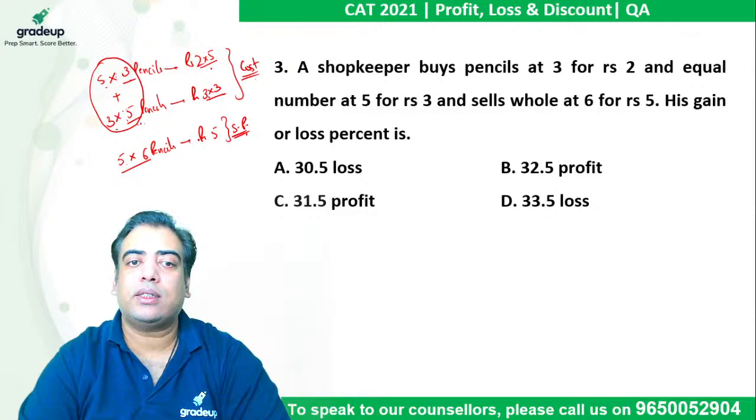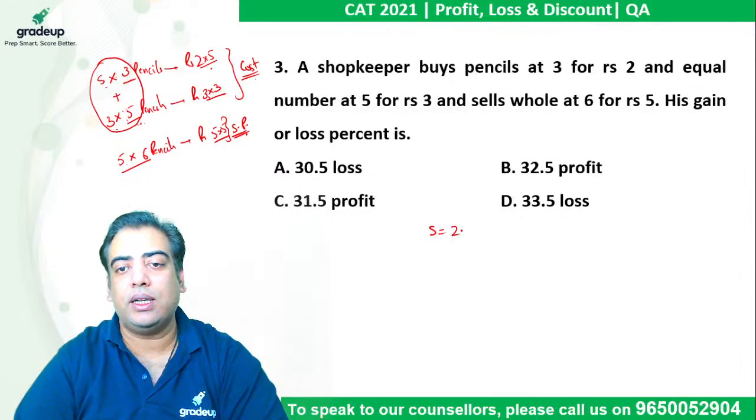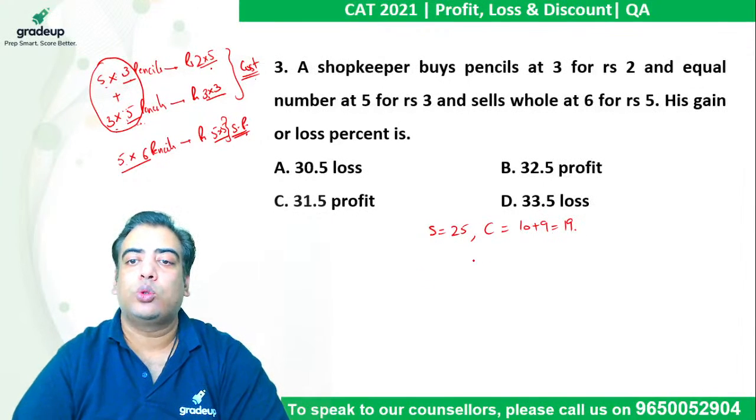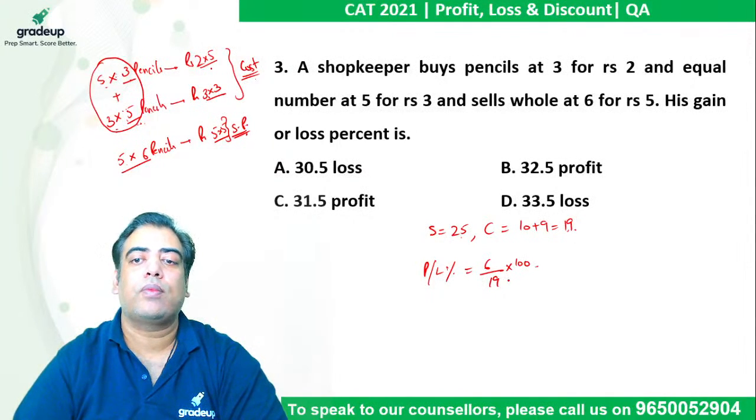So 5 into 6 is 30 and 5 into 5 comes out to be 25. So the selling price given to me is 25 and the total cost will be 10 plus 9, which is 19. So in this case, profit or loss percent is given by difference of selling and cost price, which is 6, divided by cost, which is 19, into 100.